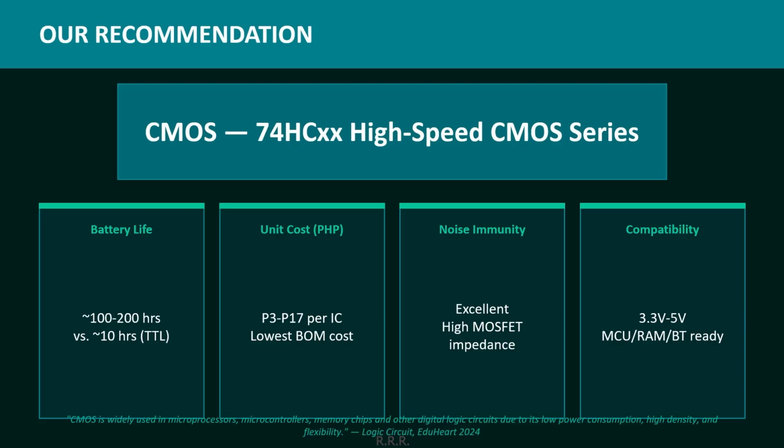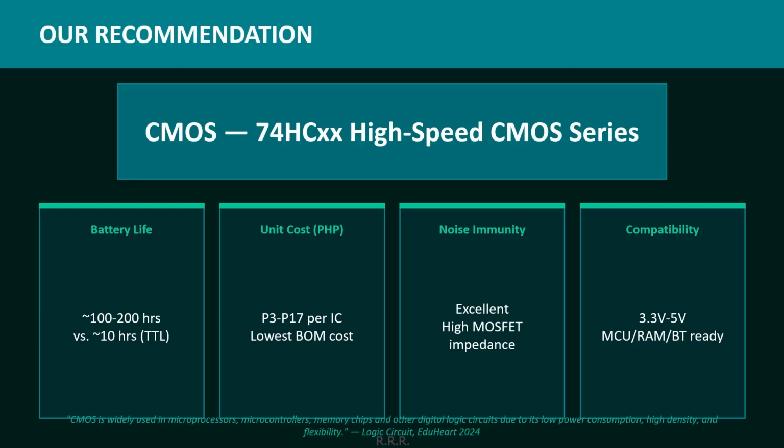Based on our analysis, the recommendation is clear. We should design the smart home embedded control system using CMOS technology, specifically the 74HCXX high-speed CMOS series. Let me walk you through the 4 key reasons.